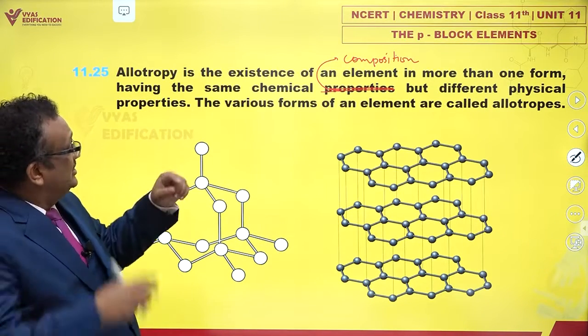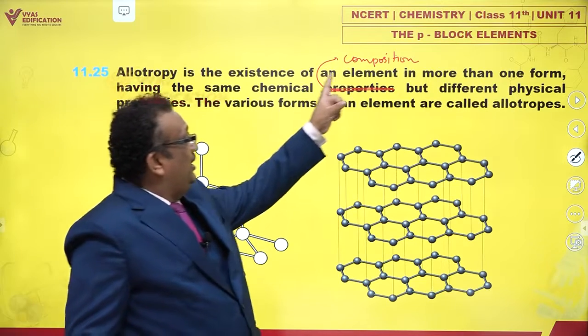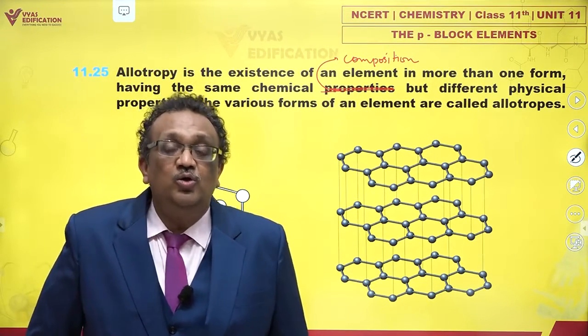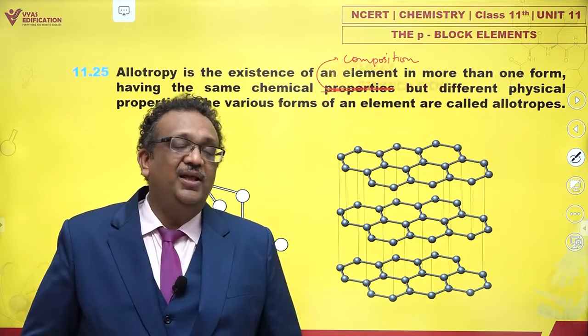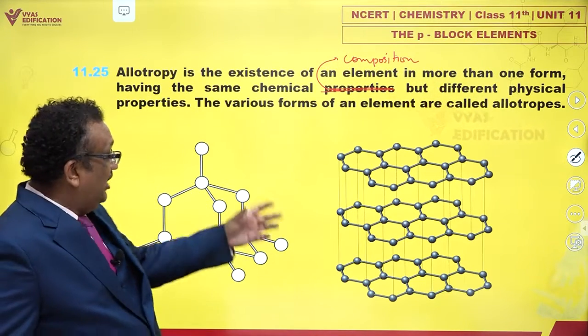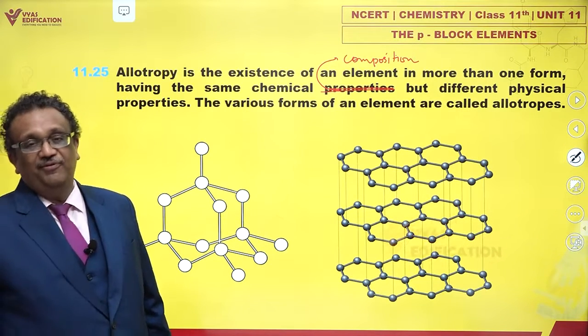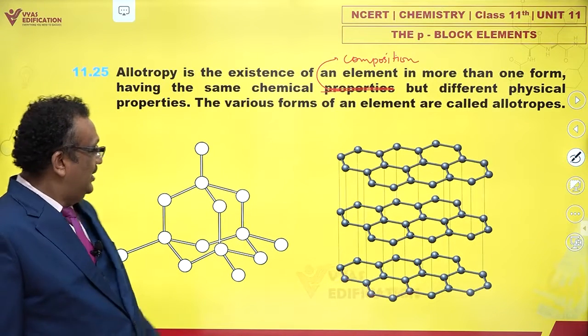A very common error is that sometimes people say chemical properties are the same. No, chemical properties are definitely not the same. Ozone is an allotrope of oxygen and they have very, very different chemical properties. Diamond is an allotrope of graphite and both of them have absolutely different chemical properties as well.